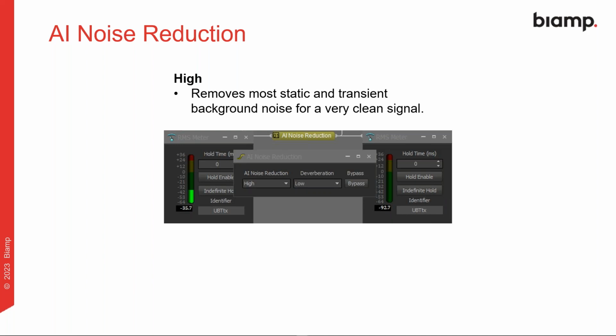Now, high is kind of the impressive one. It will remove most static and transient background noise, even at high intensity. So you can provide a very clean signal to the output with this. It works very well. It does preserve speech as best as we think is possible. It's not a catch-all in every situation. We can't guarantee that some noise won't make it through, but it's incredibly effective at making a very clean line with which to pass the speech on.